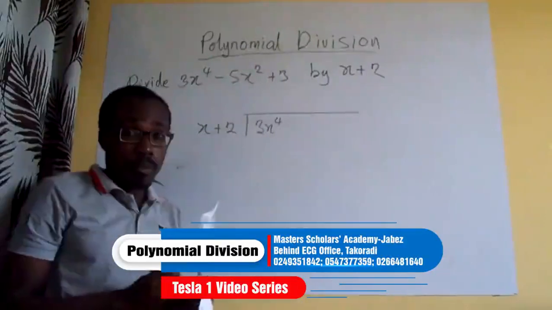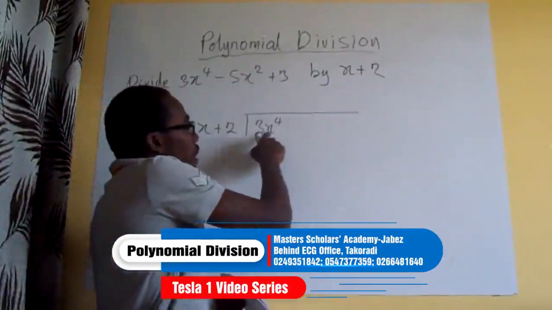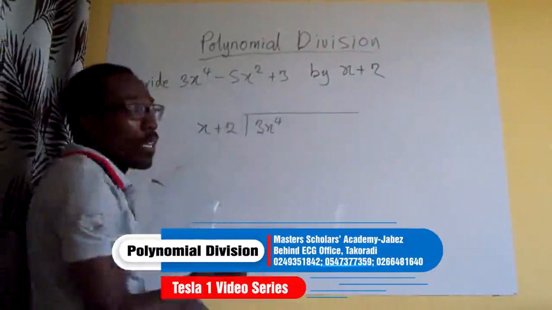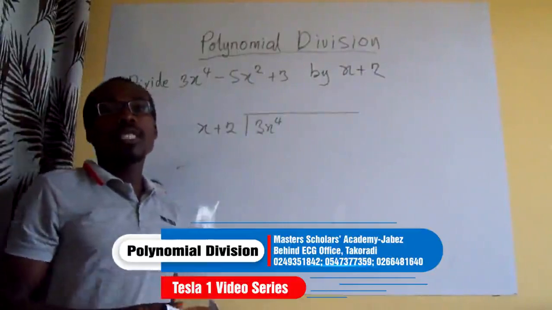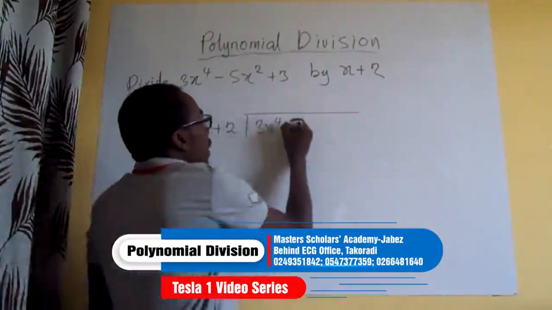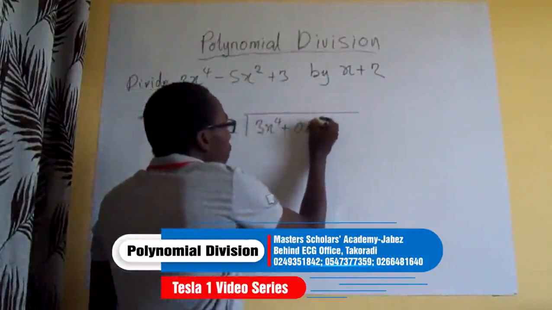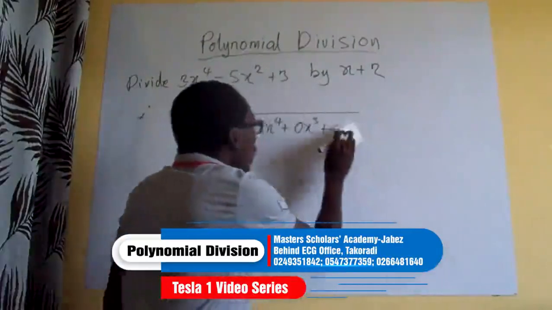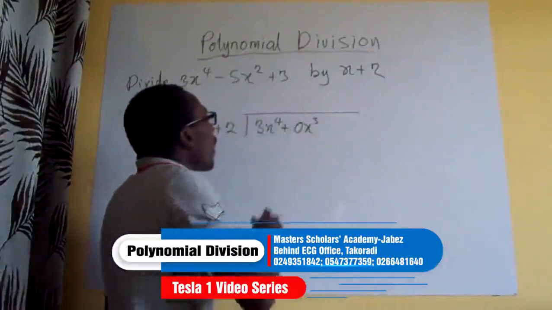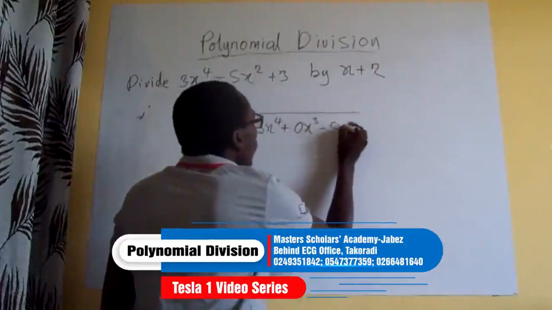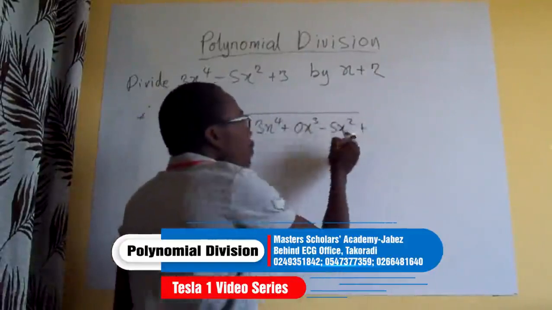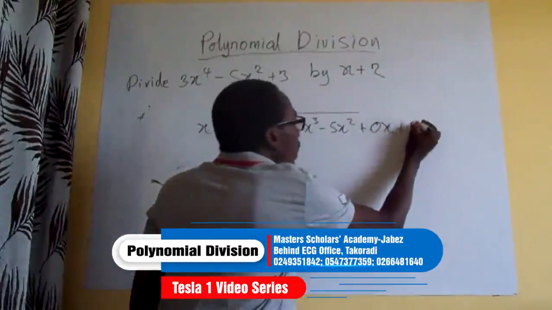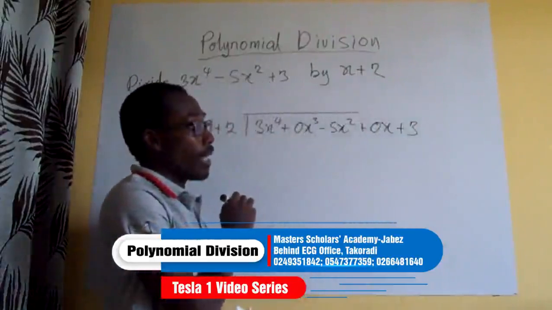But to make things simple and consistent, when we have x to the power 4, we expect the next term to be what? x to the power 3. But there's no term in x to the power 3. But we can have a way of introducing x to the power 3 as this: 0x to the power 3, followed by minus 5x squared. Then this one will be followed by 0x plus 3. That's as simple as ABC, right?